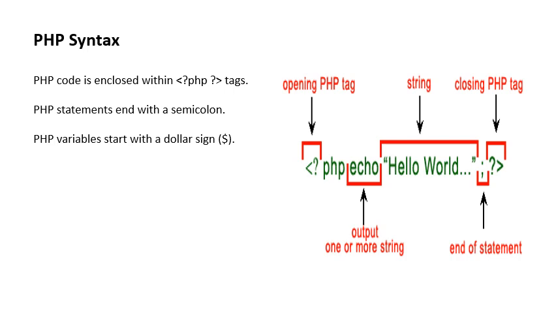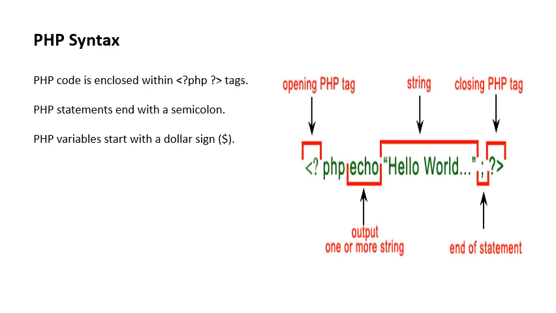Here is the simple syntax of PHP. The syntax is like less than and question mark, which is the opening PHP tag, and then there is some content. Here we write echo, and the output is one or more strings. We are writing some string, you can write your name or anything. Here we are taking an example like "Hello World", which should be enclosed in double quotes.